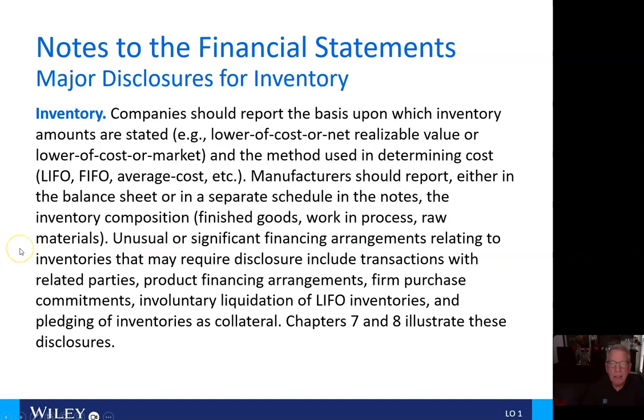Unusual or significant financing arrangements relating to inventories that may require disclosure include transactions with related parties, product financing arrangements, firm purchase commitments, involuntary liquidation of LIFO inventories, and pledging of inventories as collateral. When we did chapter 7 and 8, those illustrated those disclosures.